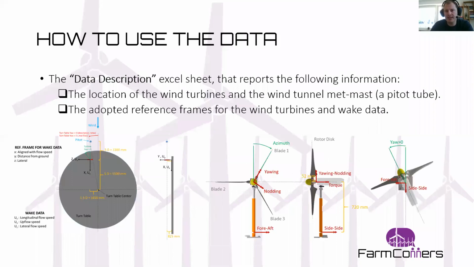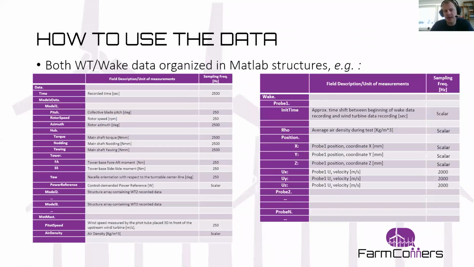And next, we have a second Excel sheet, data description, that reports where the turbines were placed in the wind tunnel and where the wind tunnel MapMast AP2 was located, and the adopted reference frame for the wind turbines and wake data. And the data are organized in MATLAB structures for both the wind turbine and the flow data. As you can see, we have a MATLAB structure where we have the data for all the turbines, organized very clearly, and it also reports the unit of measurement and the sampling frequency.